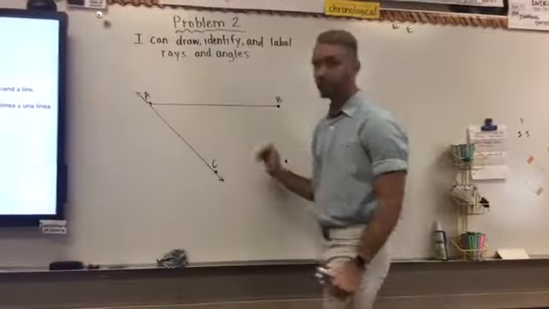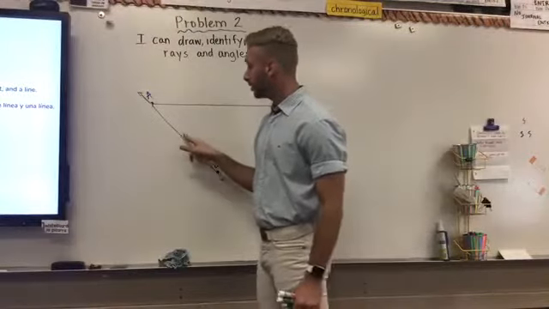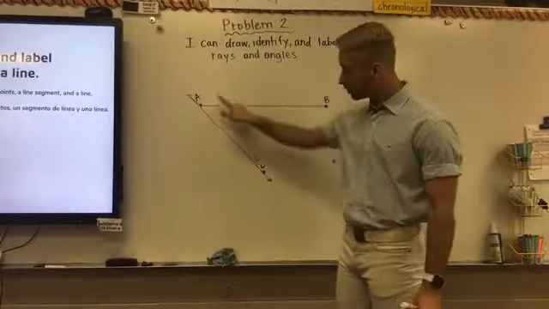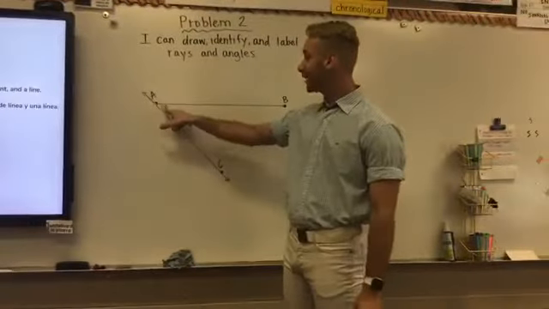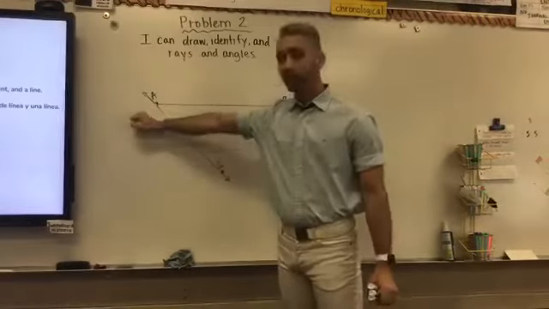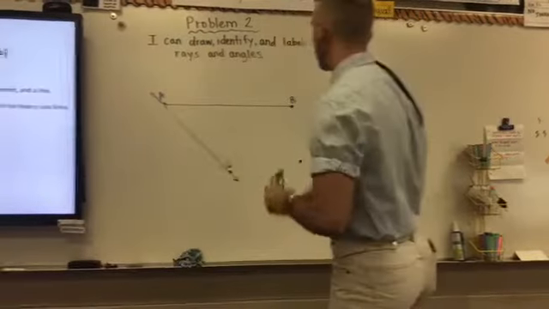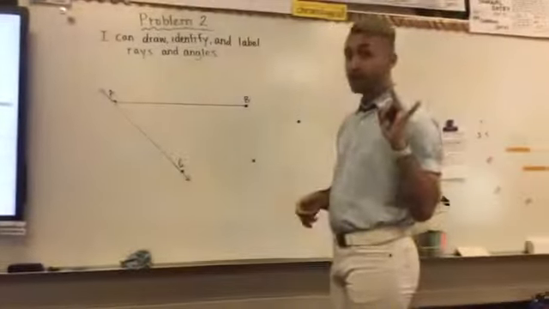This was the line that I drew, the two different lines. This is a line that just keeps continuing this way and continuing that way because it has the two arrows. This is a line segment, AB, because it has an endpoint here and an endpoint here, okay? So with that being said, we're going to jump into creating rays and angles.